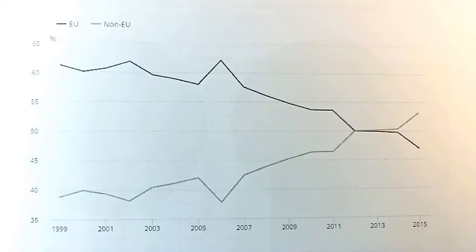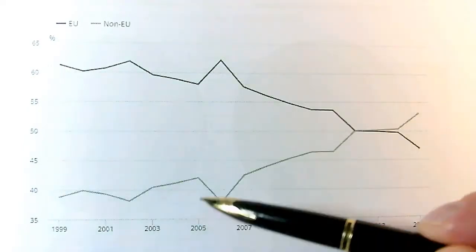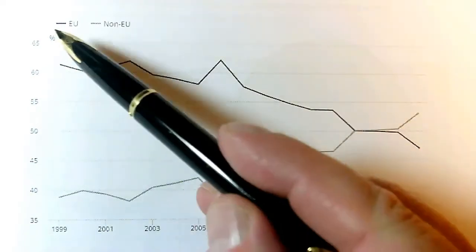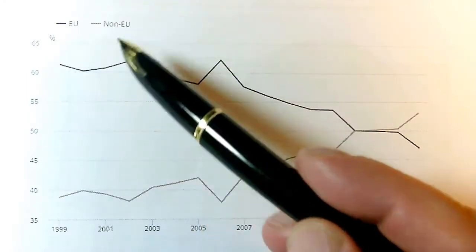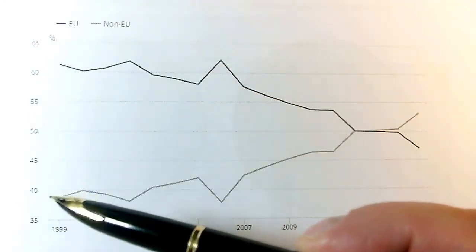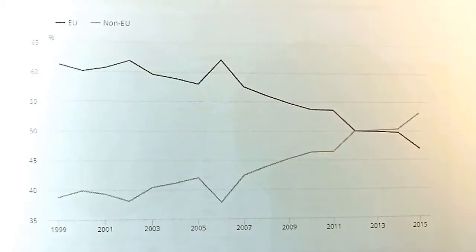So that explains why these two graphs are a reflection of each other, because all exports are either to the EU or non-EU, and they have to add up to 100%. So as one graph goes up, the other one has to go down. Okay, we're asked to comment on it.